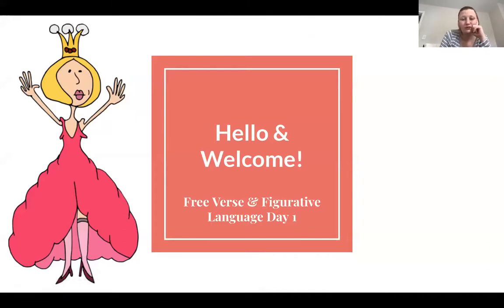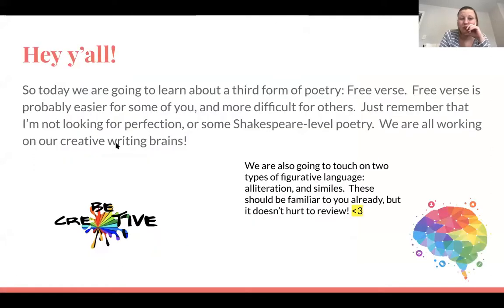Free verse and figurative language, day 1. So today, again, we're going to be looking at free verse. Free verse is probably going to be easier for some of you and probably going to be difficult for some of you as well. The reason being is some of us do really well with structure and rules, and some of us do better with a little bit more freedom. It's okay. I'm not looking for perfection here or Shakespeare level poetry. I just want us to work on our creative writing brains.